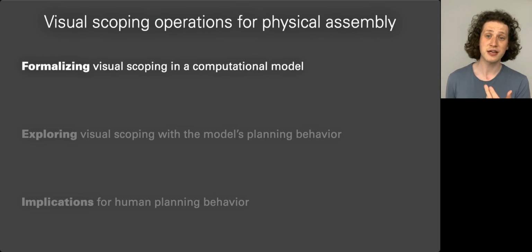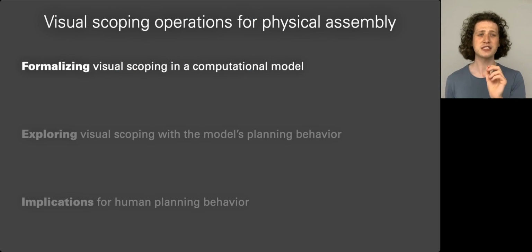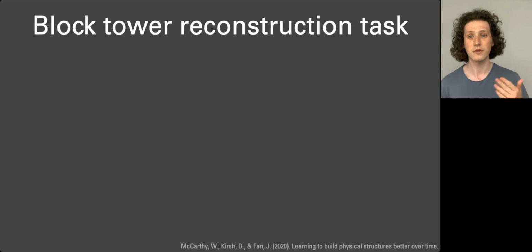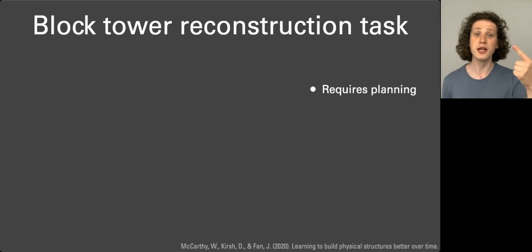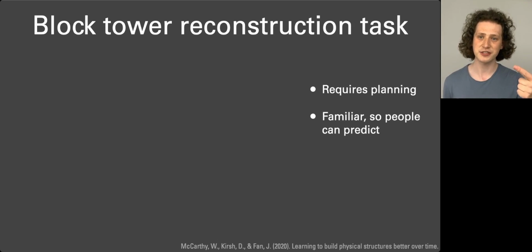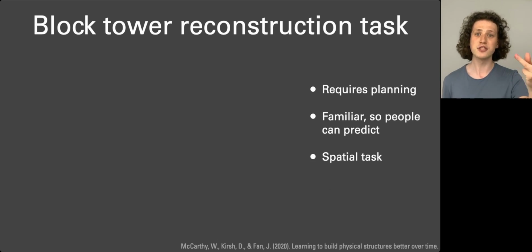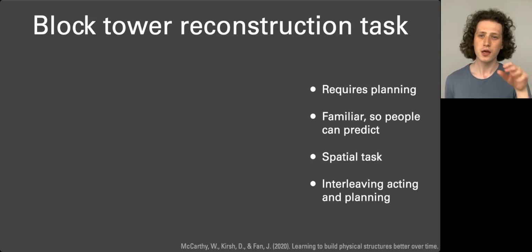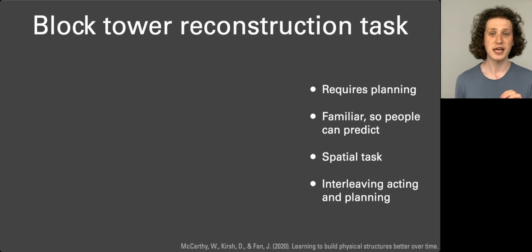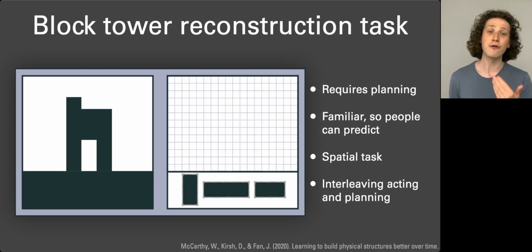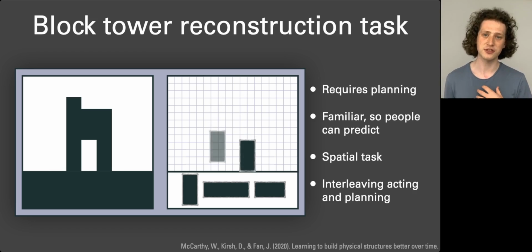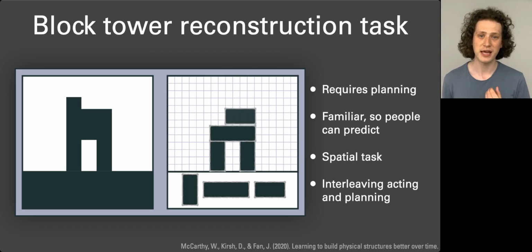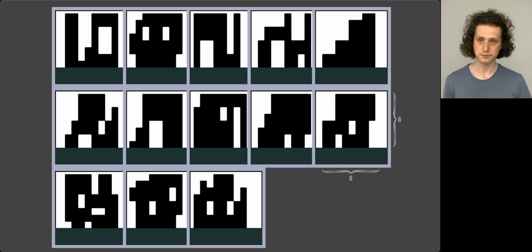To study how such a strategy might guide planning behavior, we formalize this notion in a computational model. To do this, we first needed a domain that requires planning, is familiar enough to people that they know the effects of their actions, spatial, and that allows for the interleaving of acting and planning. We chose the block tower construction task. Here, the task is to recreate the outline of a tower in a building area from a selection of blocks. Blocks can only be placed on top of other blocks, and once a block has been placed, it cannot be removed. There are 16 structures used in the upcoming experiment.